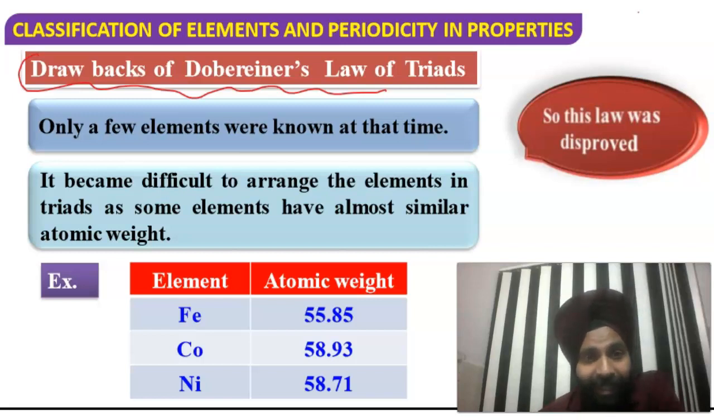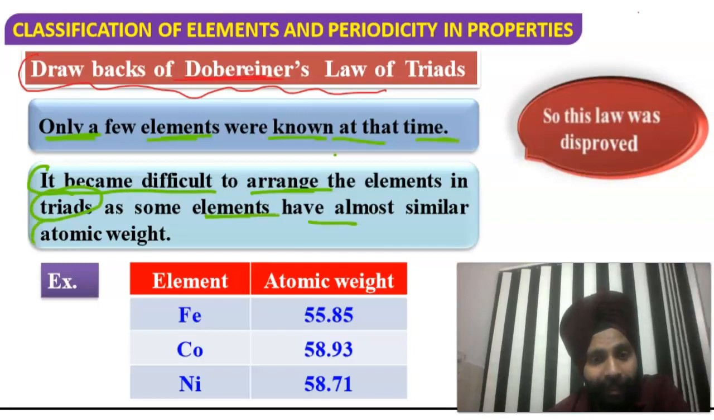But what is the drawback of Dobereiner? The drawback is that only a few elements were known at that time, approximately 31 elements, and it was very difficult. What is the basic difficulty, students? Remember this. The difficulty is arranging the elements in triads, as some elements have almost similar atomic weight.